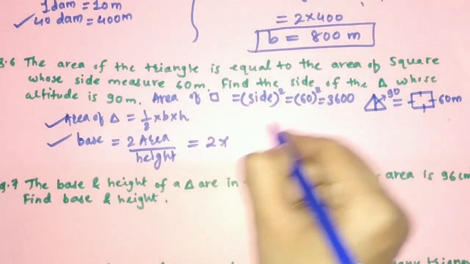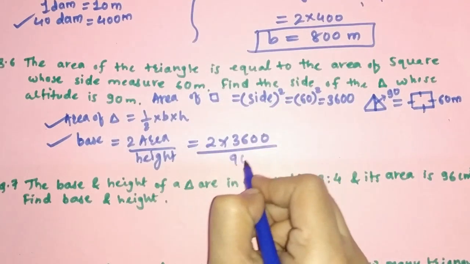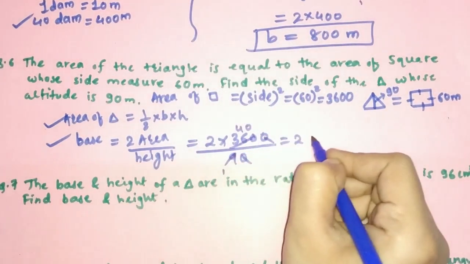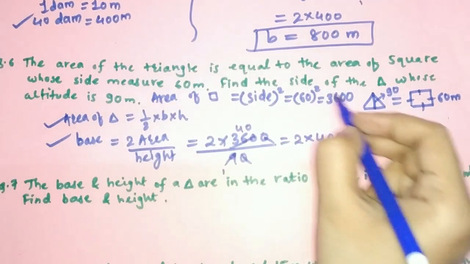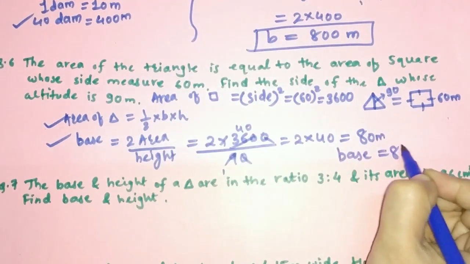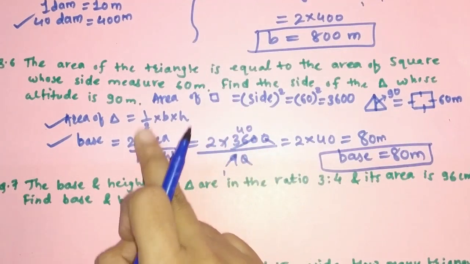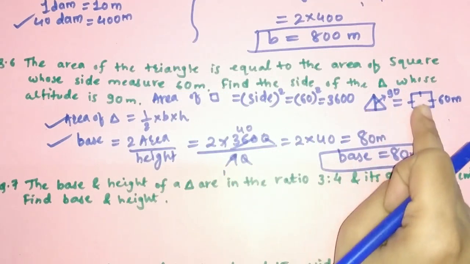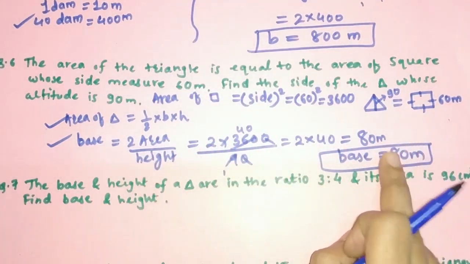So area we just got 3600, divided by height, which is given as 90 meter. So we'll cut it, 9 ones are 9, 9 fours are 36. So 2 into 40 we get 80. Here it is given in meter. So friends, the base is equal to 80 meter. Directly the area was not given, but the hint was given that the square's area is equal to the triangle's area. So we first found that area, and then from this formula we found the base.